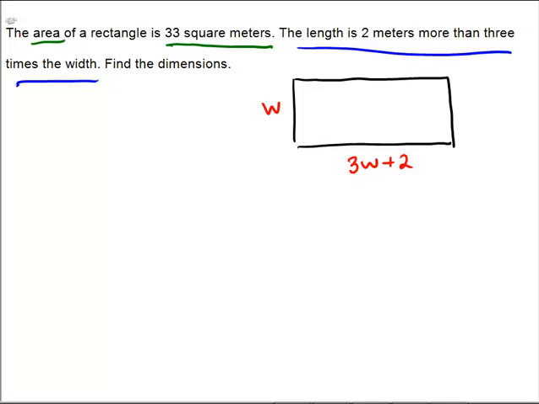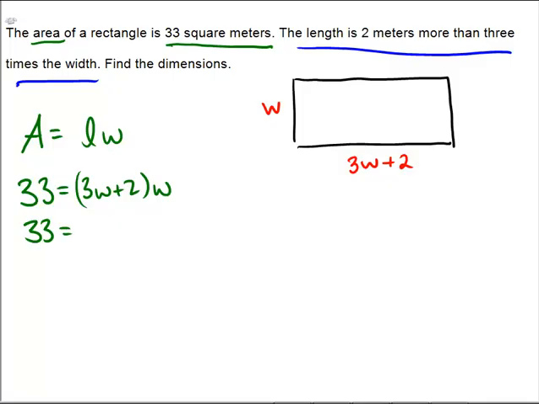So now we can use that information, bring it together into an area equation. Let's come over here and find the area. So the area is generally equal to length times width. So in our example, 33 is equal to the length, which is 3w plus 2, multiplied by a width, which is w. So then, if we distribute, 33 equals 3w squared plus 2w, and then subtracting 33 would say 0 equals 3w squared plus 2w minus 33.